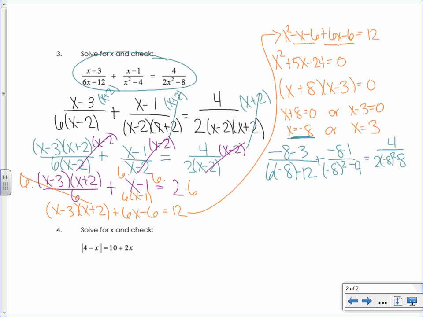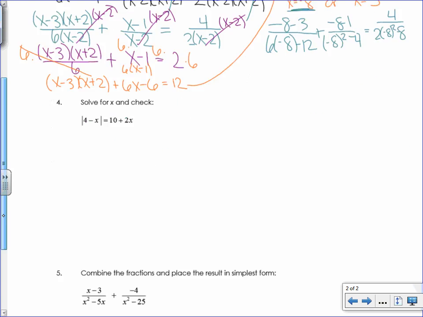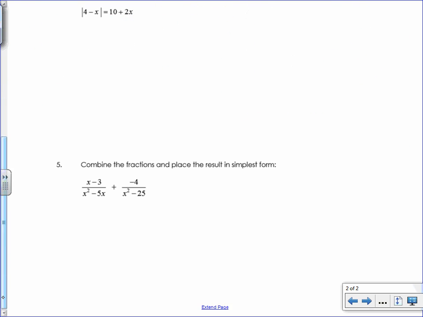So if you need to do this on separate paper, go ahead. I have a smartboard. I don't have separate paper. All right, let's move on to, how many questions we got left?